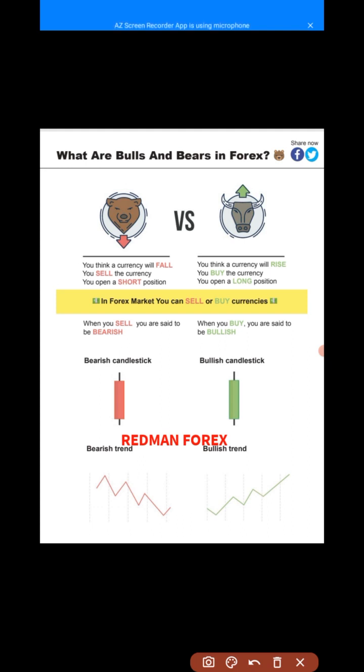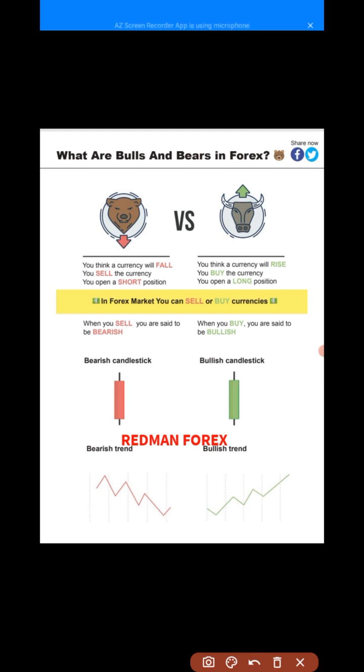Now, a good example of a bullish candlestick is this green candlestick you're looking at. Yeah, this green candlestick is a bullish candlestick. With a bullish candlestick, the trend always goes up. The market always goes up. Once you see the market going up, with a wick at the top, at the bottom, or with no wick, that means the market is going in a bullish direction. And this is a good example of a bullish candlestick.